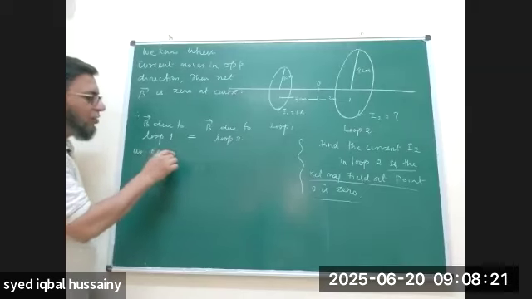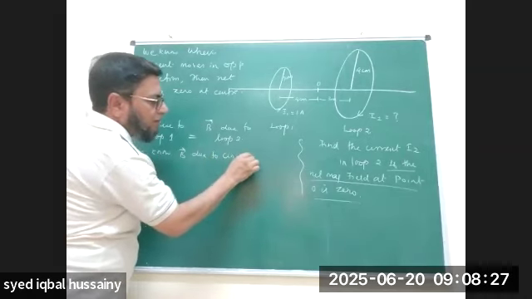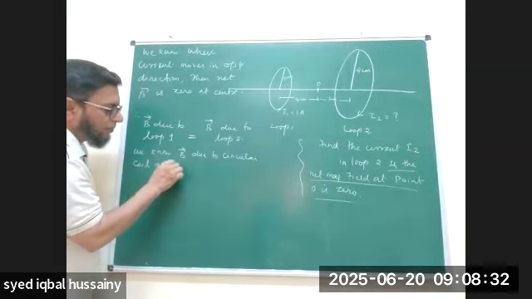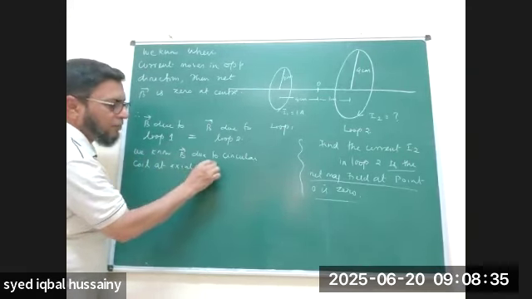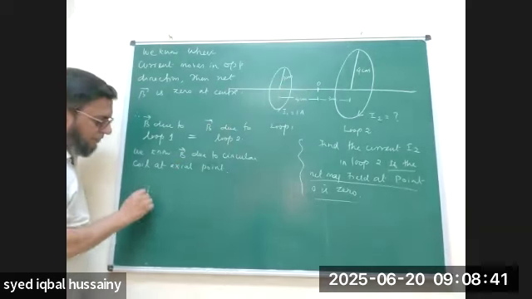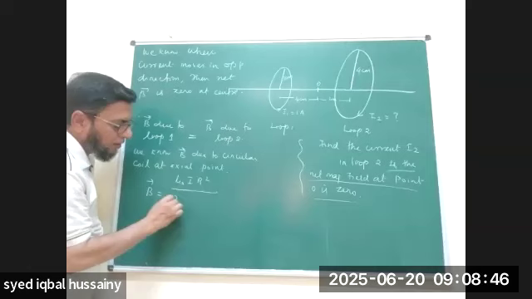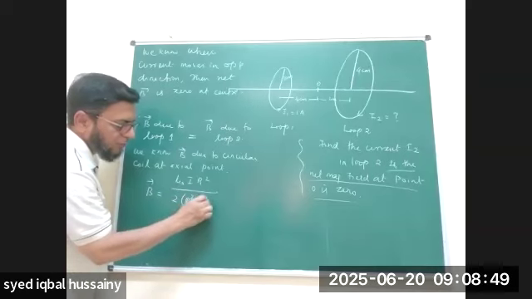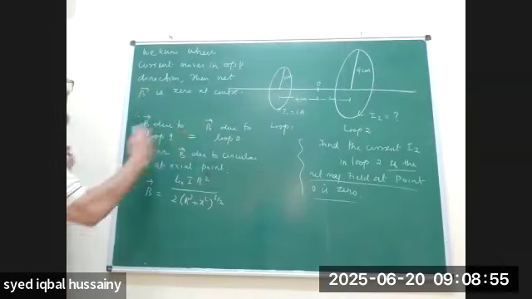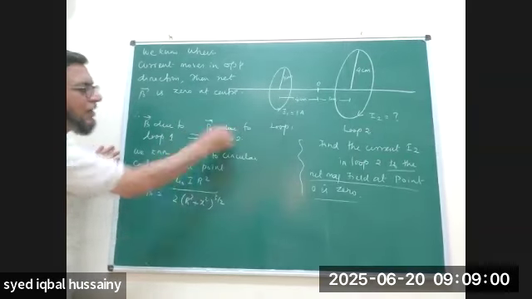Very good. We know the magnetic field due to a circular coil at an axial point. Here they have given the axial point for both circles. So, what's the formula? B will be equal to mu naught I r square divided by 2 into (r square plus x square) whole power 3 by 2. This is the formula. You apply this formula for both loops. So therefore, magnetic field due to loop 1 will be equal to magnetic field due to loop 2.